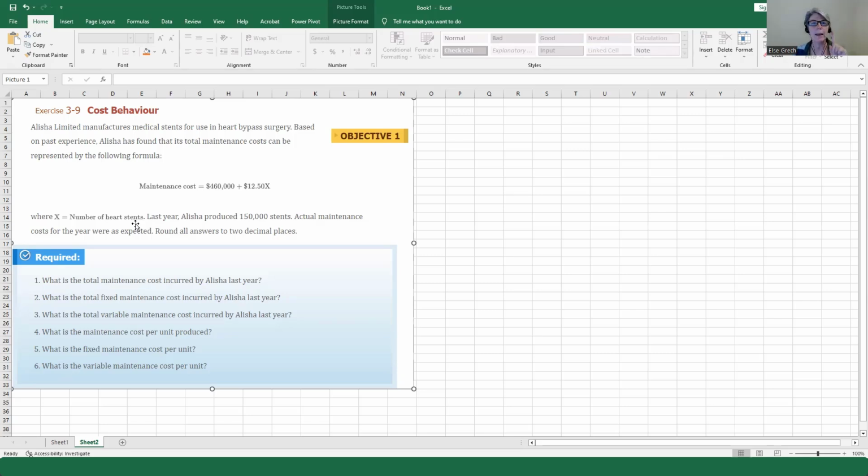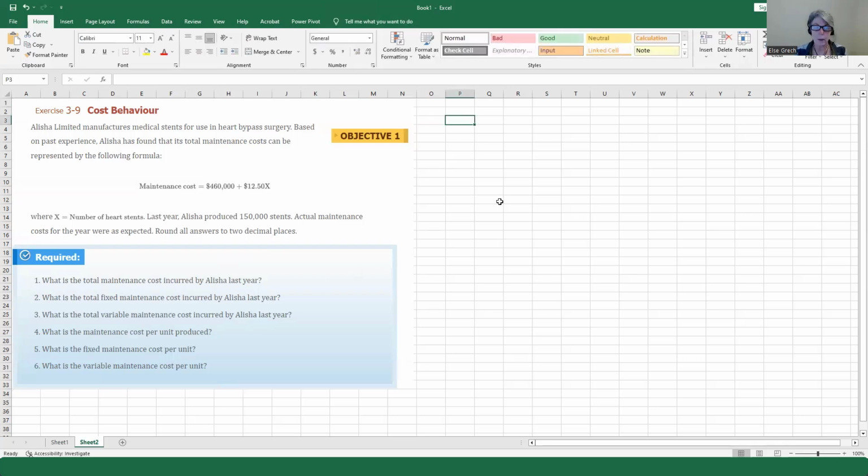So now we know the activity, right? The activity is heart stents. Last year, Alicia produced 150,000 stents. Actual maintenance costs for the year were as expected. Round all answers to 2 decimal places. So 1, what is the total maintenance cost incurred by Alicia last year?